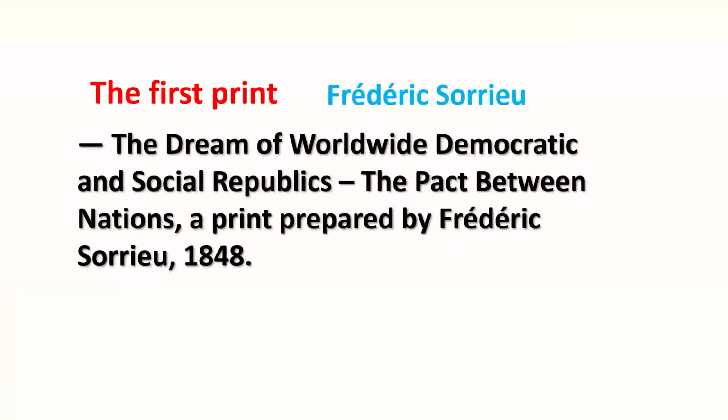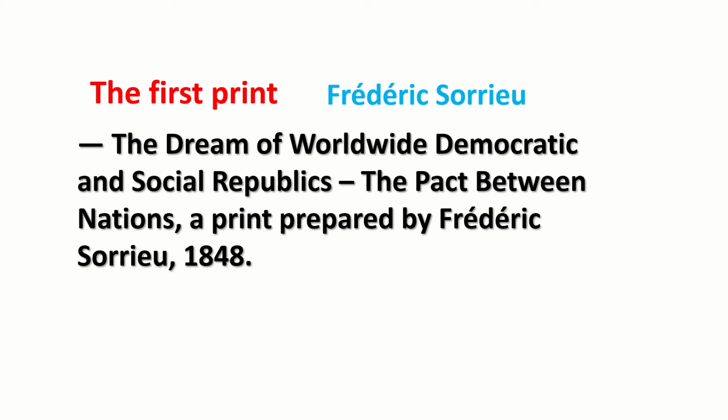See, the first thing is the first print by Frederick Sorrieu. Who is Frederick Sorrieu? He is the painter of this age, and he painted a picture and he gave the title as a first print. Okay, its title is The Dream of Worldwide Democratic and Social Republics, The Pact Between the Nations. Okay, this is the title of that.